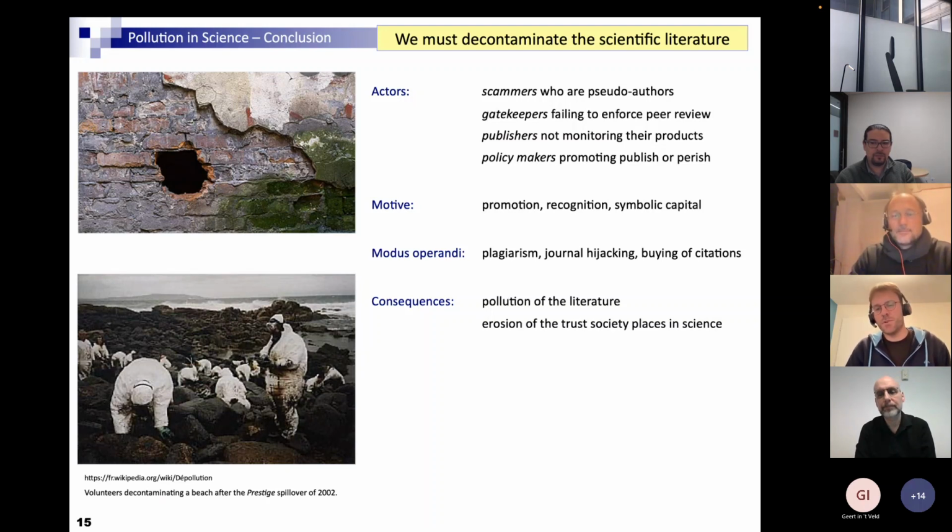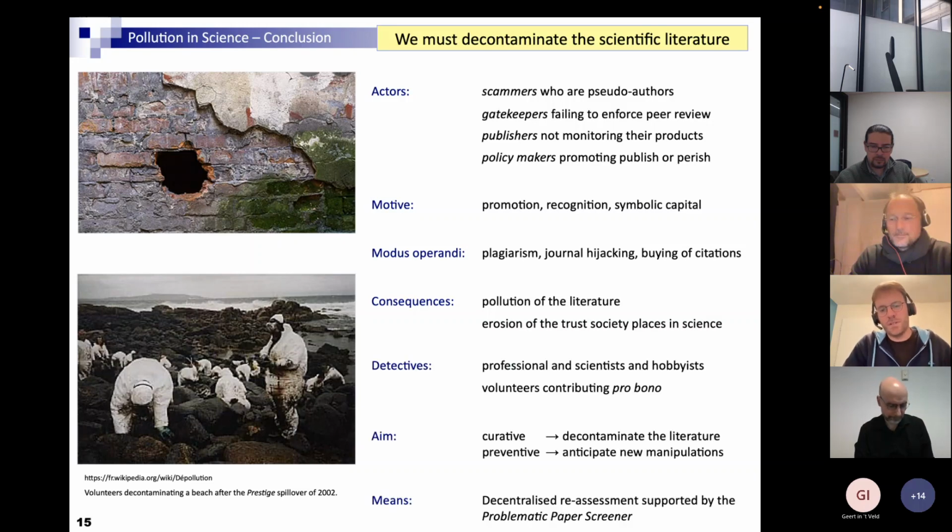When you look at the fraudsters, they use many things here. We only spoke about plagiarism, but there are other issues. The consequences are very dire, the pollution of the literature, and when you hear that AI is able to synthesize the literature, I'm a bit scared because of garbage in, garbage out. And also the trust that society places in science is a bit eroded, which is really bad.